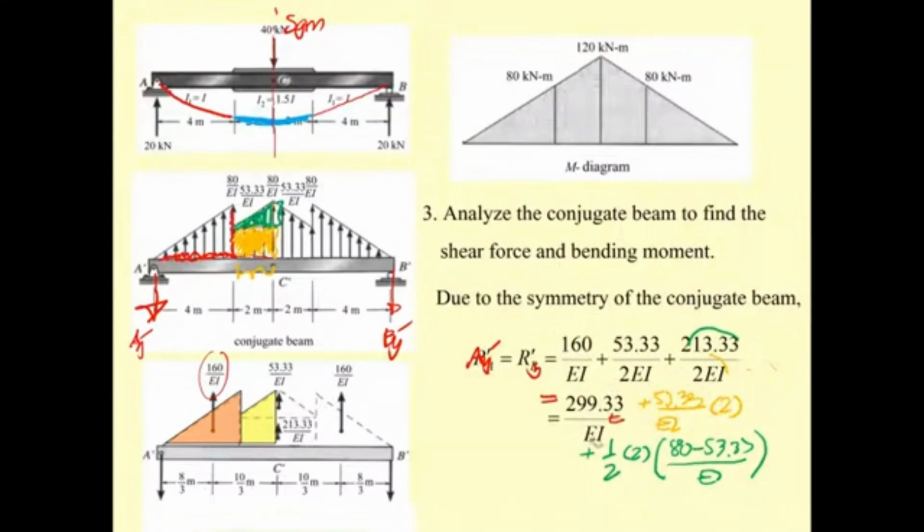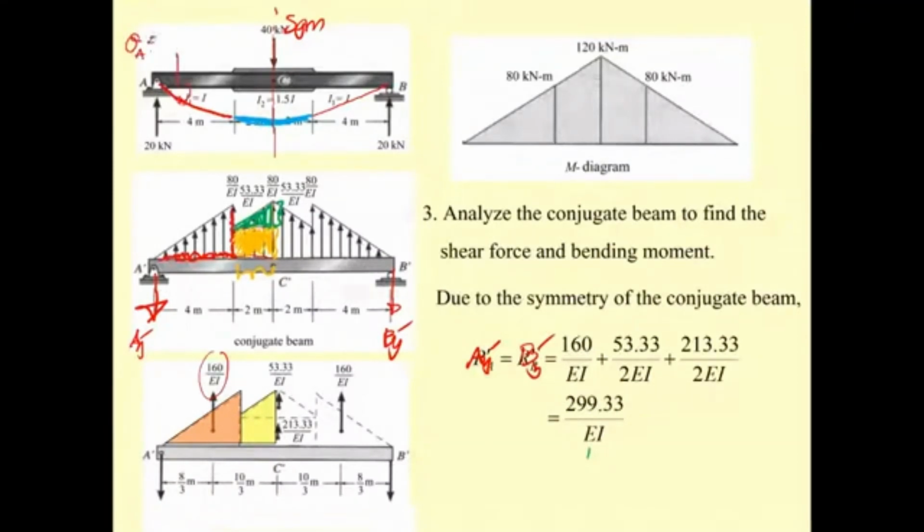Let me take this one out. Okay, and then we have the result of this. So this is going to be the slope. Theta A equal to 299.33 divided by EI, and also here is theta sub B equal to the same thing. And then you need to determine the Vmax. Vmax is going to occur at the center of the beam. Okay, this is going to have theta equal to 0.